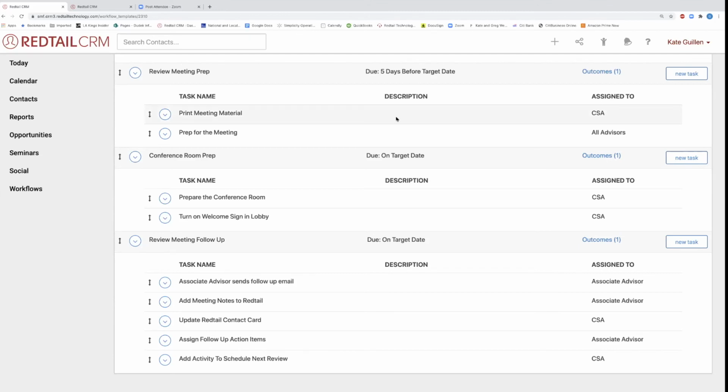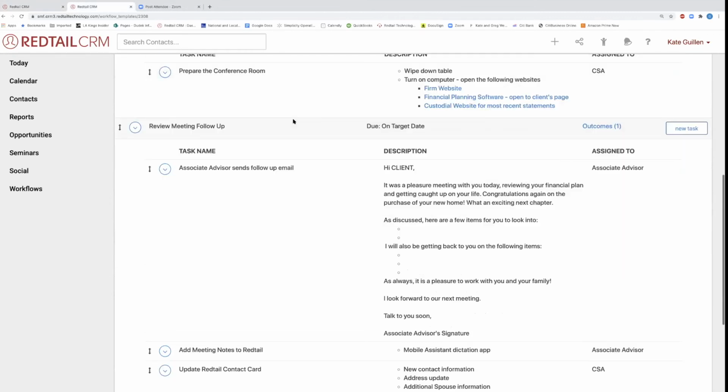And then I also include as much detail as possible in each one of these steps. If I was a newbie on your team, the new CSA, and I got the task that said print meeting material, I have no idea what your meeting material is. So I bullet out every piece of information that person could possibly need to help them be effective in their role. So I'm going to go here now and show you an example of what I'm talking about.